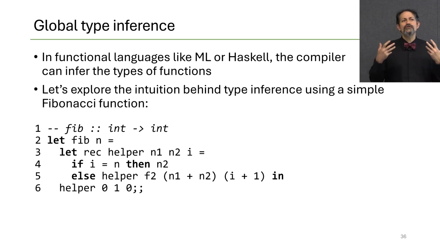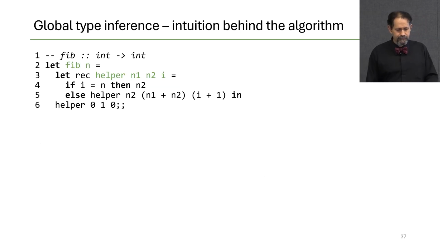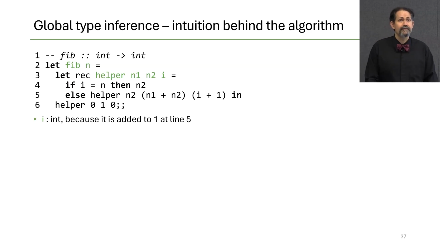Let's explore just the intuition behind type inference using a simple example of a Fibonacci function, shown here in ML. Looking just at the intuition here, we have two functions, the Fibonacci function and also the internal helper function that is used recursively inside Fibonacci, as well as the arguments of both of these, the argument n to Fibonacci and the arguments n1, n2, and I for the helper function. Let's go step by step and see how these might be inferred.